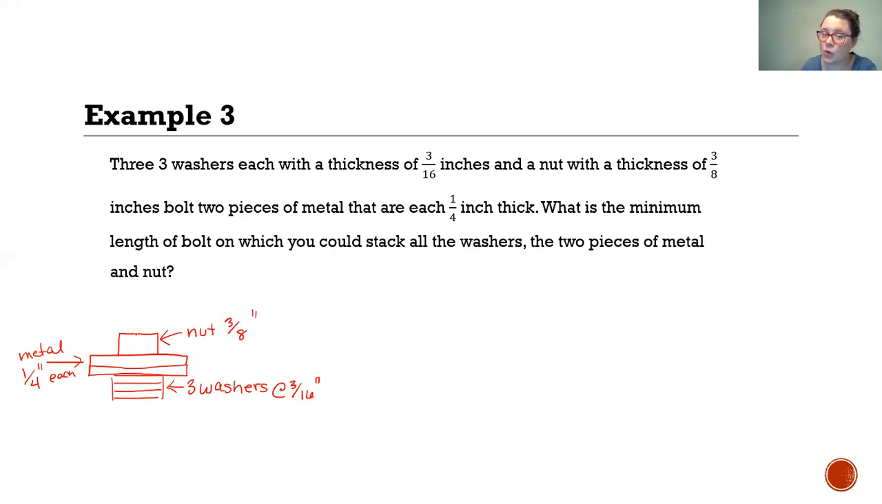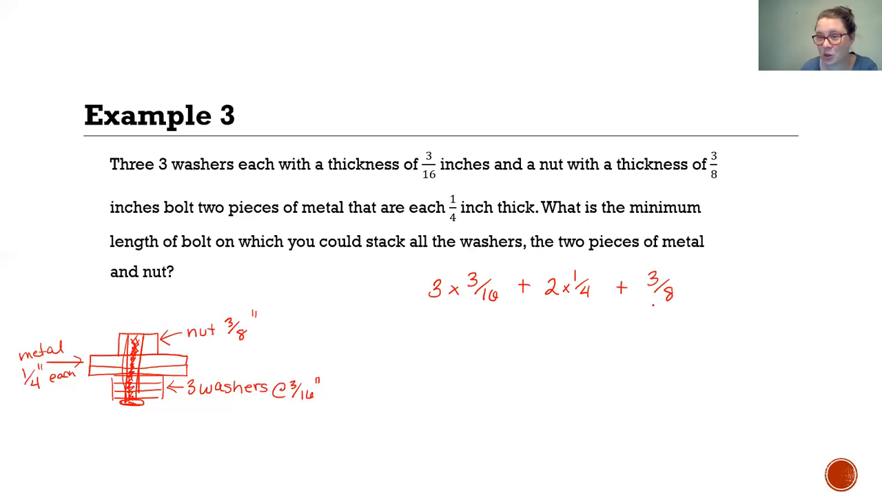Okay, and I want to know if I'm putting a bolt down the middle here. Okay, we're bolting down the middle. My bolt. How long does that bolt have to be in order to go through all of the material? So it's actually a pretty straightforward question. So if we're looking at it, I have 3 washers that are the same. So if I want to know their thickness, we're going to have 3 times 3/16. Plus, I have 2 pieces of metal. So that's going to be 2 times 1/4. Plus, I have 1 nut, which is going to be 3/8.